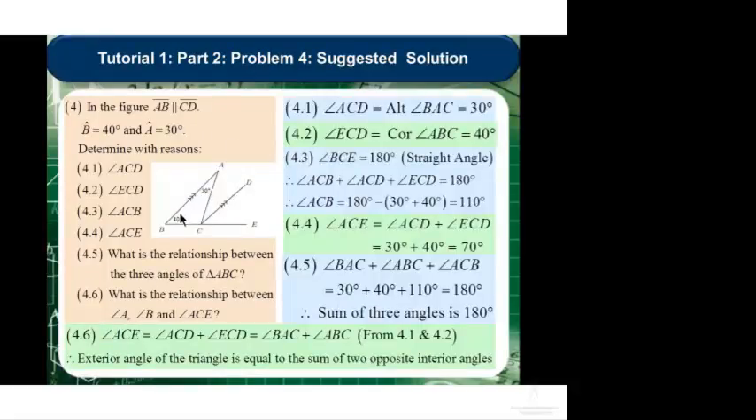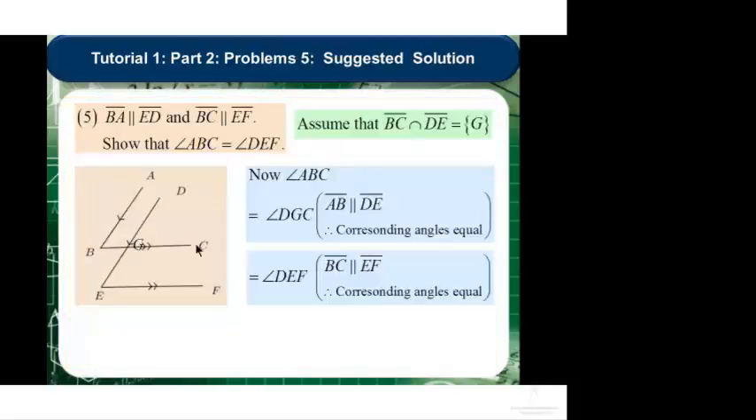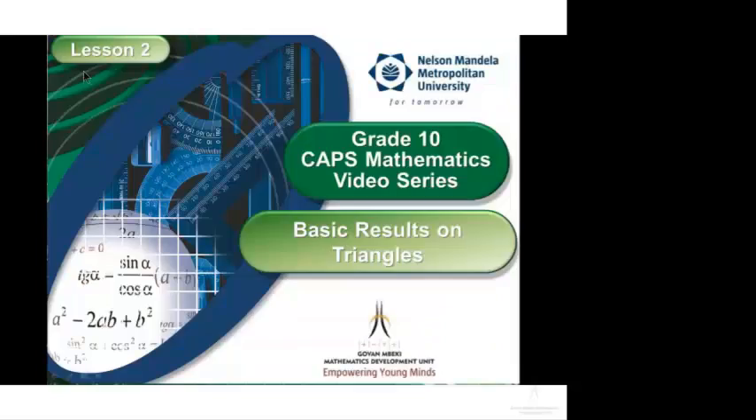Here is the sum of the two opposite interior angles in such a case. Finally, the line segments BC and EF are parallel, and these two angles are then also corresponding angles in this situation. Therefore, we know that the angle ABC is the same as the angle DEF in that particular case, and this answers the final part of this particular tutorial. In lesson 2 of this video, we will consider some basic results on triangles.